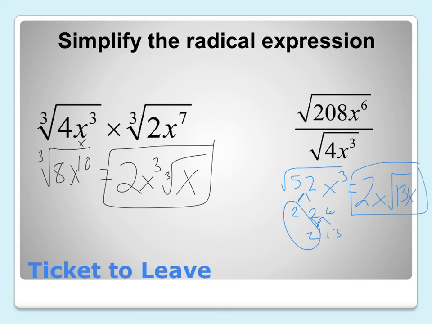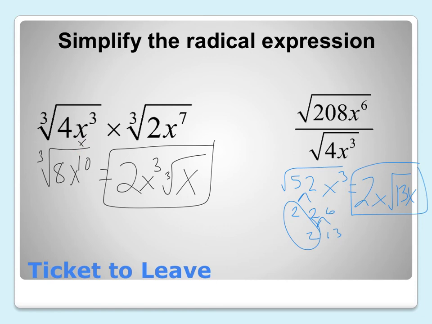First one, dealing with cube roots. Multiply them together, you get 8x to the 10th inside that radical. Cube root of 8 we know is 2. We're going to see that one quite a bit, so you might as well know it. And then you got 3 groups of x's with 1 left over, which is why I jotted her down up there. And then we got our answer, though.